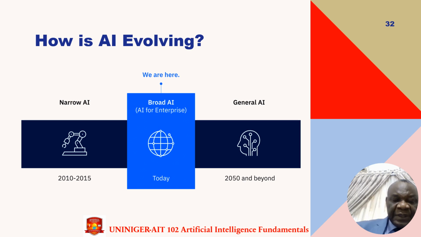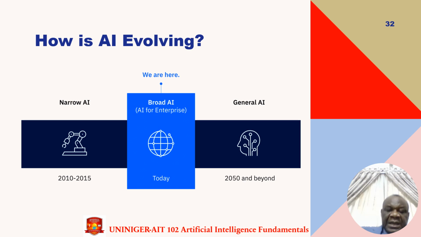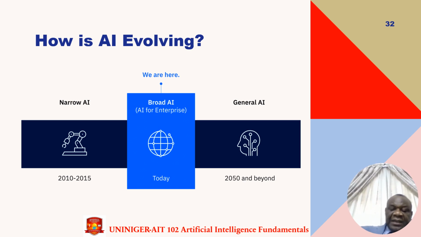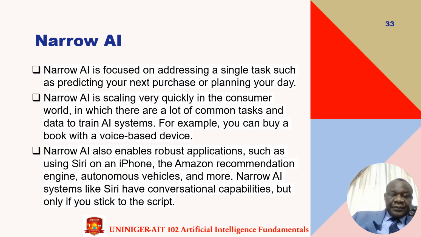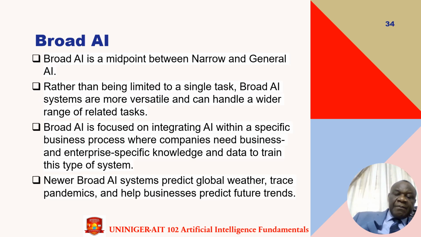You see, prior to this time, we were having narrow AI. Today, we have what we call a broad AI, and soon we'll be talking about general AI. Narrow AI is focused on addressing a single task, such as predicting your next purchase or planning your day. Narrow AI is scaling very quickly in the customer world, in which there are lots of tasks to be done.